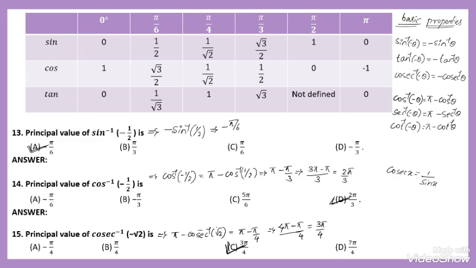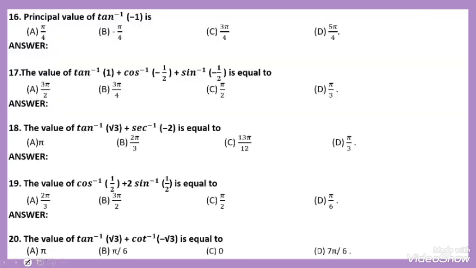Now I can solve the next problem, question number 16. What is the tan inverse of minus 1? By using the property, it can be written as minus of tan inverse 1. What is the value of tan inverse of 1? The angle will be pi by 4. Here there is a minus, so minus pi by 4. The option number B is correct. The value of tan inverse of minus 1 is minus pi by 4.